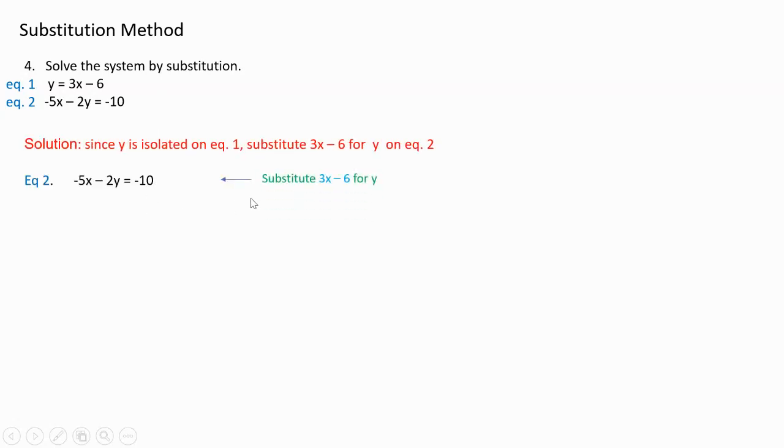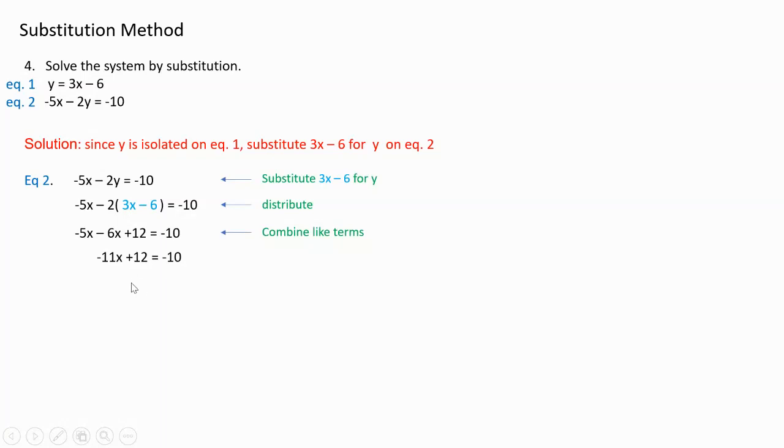Okay, so I'm going to substitute 3x minus 6 for y. Now I'm going to distribute. So this becomes negative 5x minus 6x, and then negative 2 times negative 6 will give us positive 12. Going to combine like terms. So negative 5x minus 6x will give us negative 11x plus 12 equals negative 10.